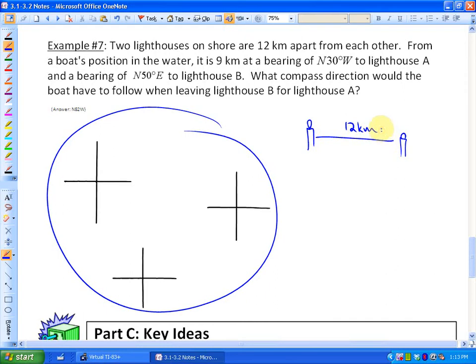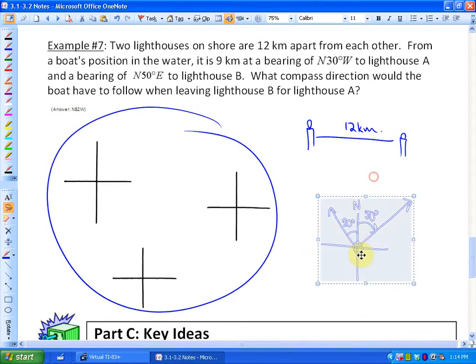Next. From a boat's position in the water, it is 9 kilometers at a bearing of north 30 degrees west. Well, north 30 degrees west, here's north, and 30 degrees west would be roughly in that direction. And that's to lighthouse A. And a bearing of north 50 degrees east. Well, north 50 degrees east would be north and then 50 degrees east would look something like this to lighthouse B. So you'd want to ask yourself, where should I put that?